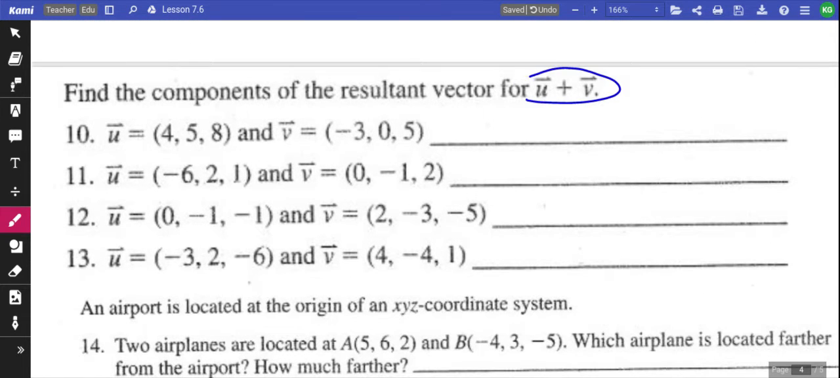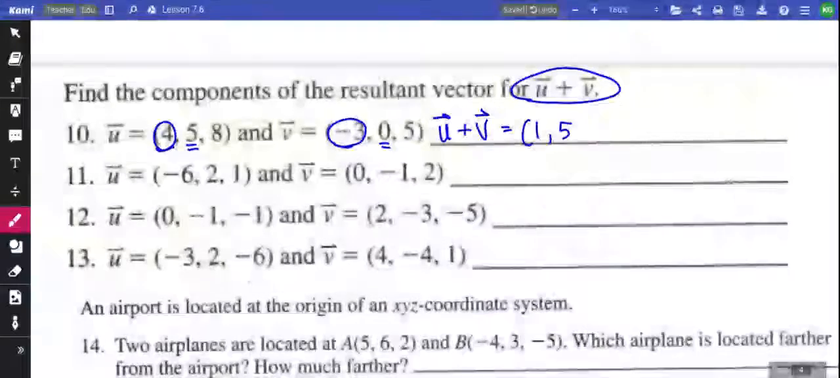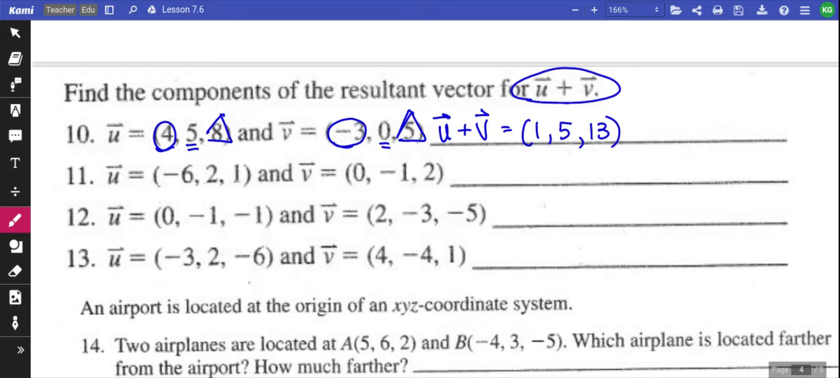This one wants us to add the vectors, and so I'm going to just add like terms. So for the u plus v vectors, I'm going to do 4 plus -3, which is 1, comma, 5 plus 0, which is 5, comma, 8 plus 5, which is 13. Same thing on number 11. I have -6 plus 0, which is -6, 2 plus -1, which is 1, and 1 plus 2, which is 3.